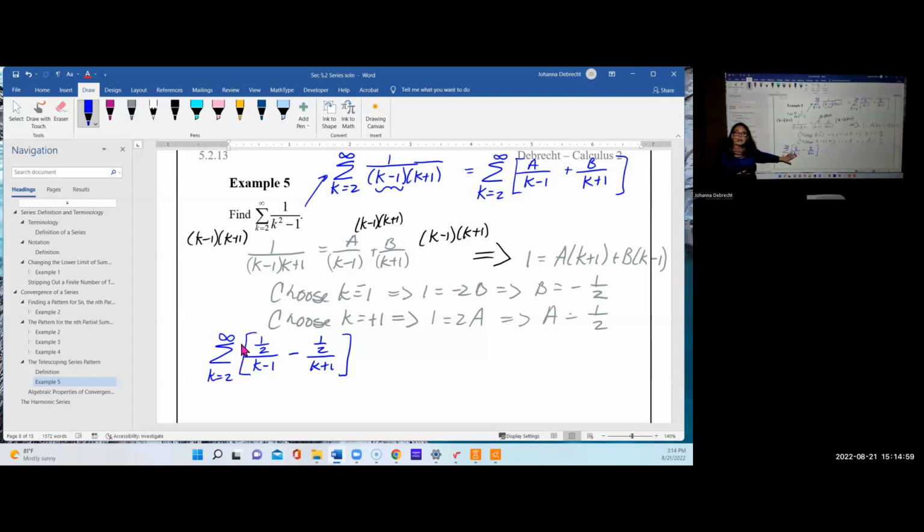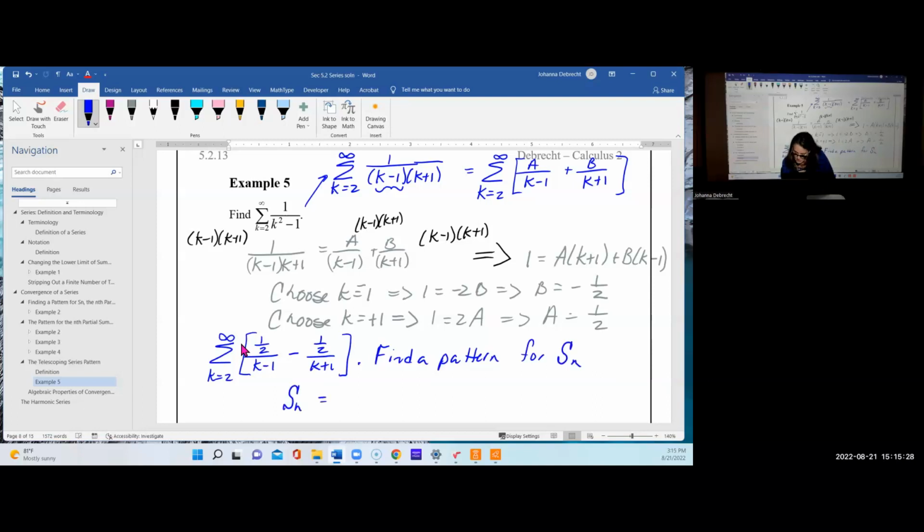We're going to take a look now at a finite sum. For an infinite sum, we don't yet know whether or not we can take out the 1/2. We're going to talk about that in a minute. But what I want to come up with is not the infinite sum. I want to find a pattern for S sub n. Now that is the nth partial sum, and S sub n is equal to the sum from K equals 2 to n of this 1/2 over K minus 1 minus 1/2 over K plus 1.